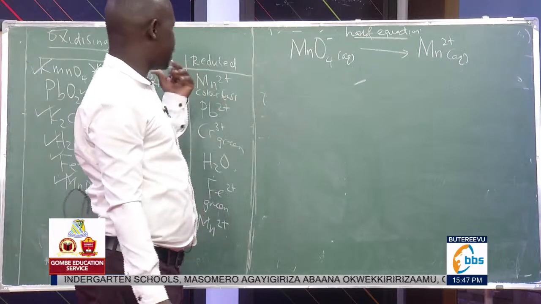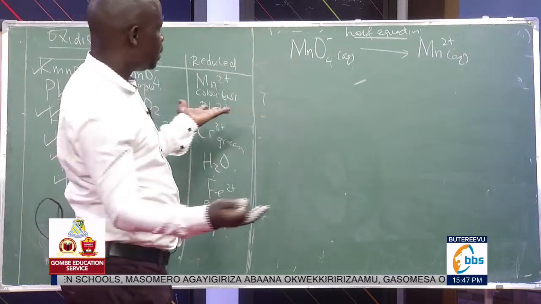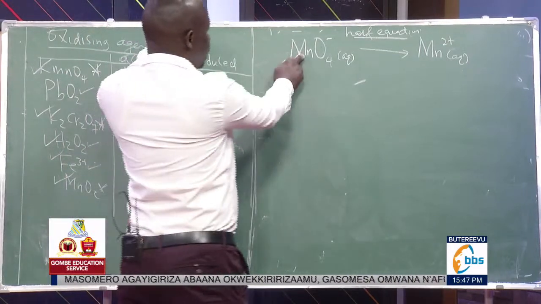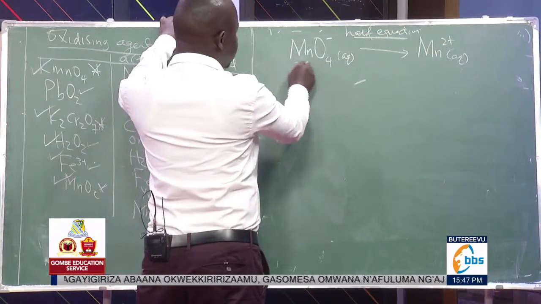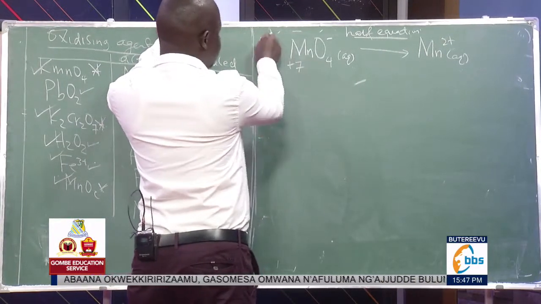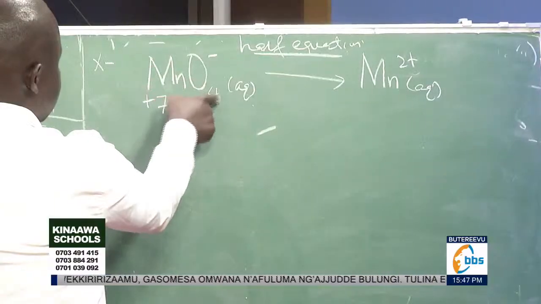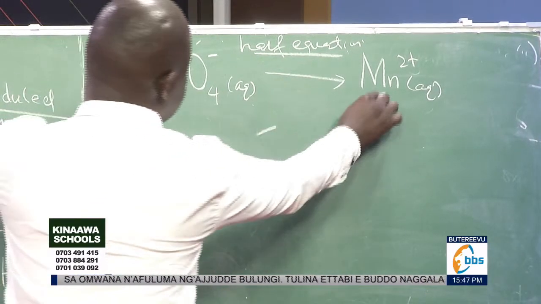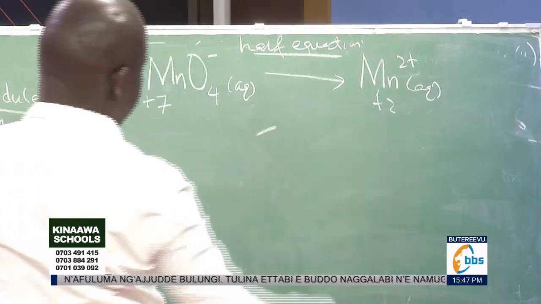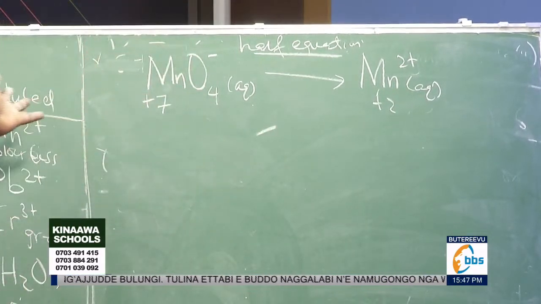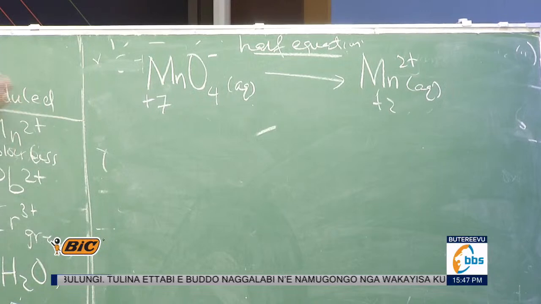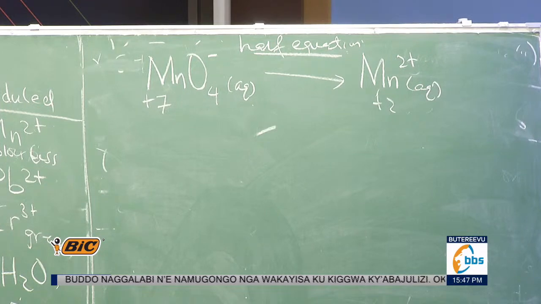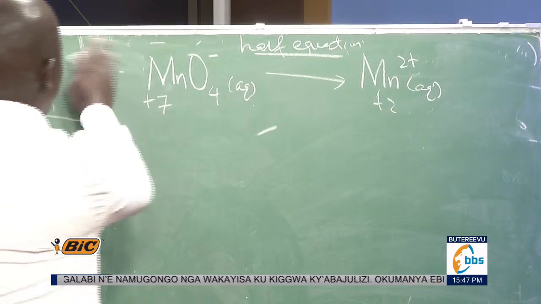So we start our half equation. This is an oxidizing agent. You can even find out how it's oxidizing. It is said that manganese is positive 7, because x minus 8 equals negative 1. It's going to positive 2. In other words, an oxidizing agent, after combining with another species, becomes reduced to positive 2. So we balance our equation.